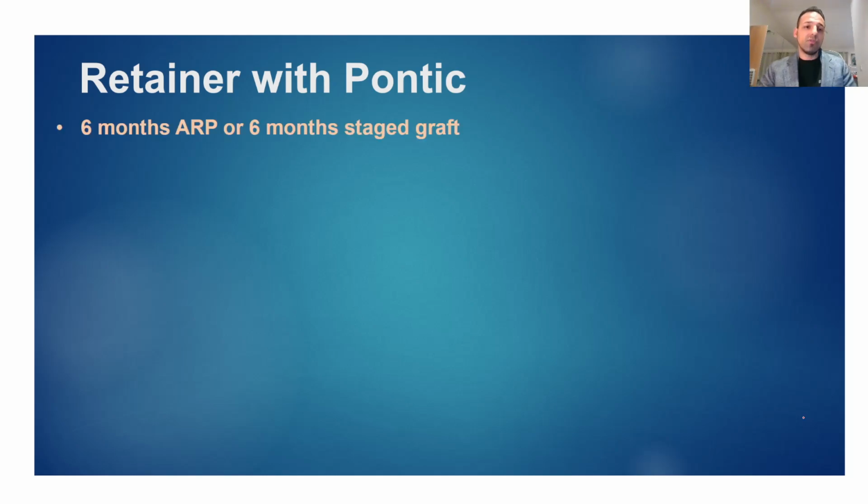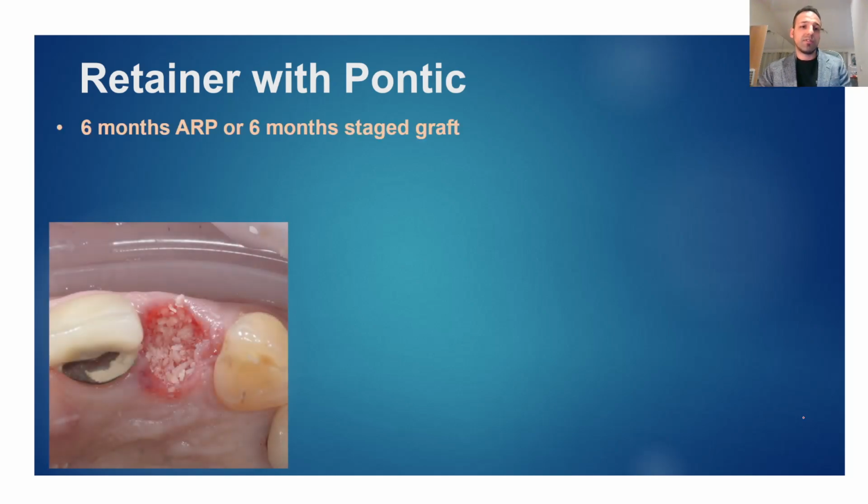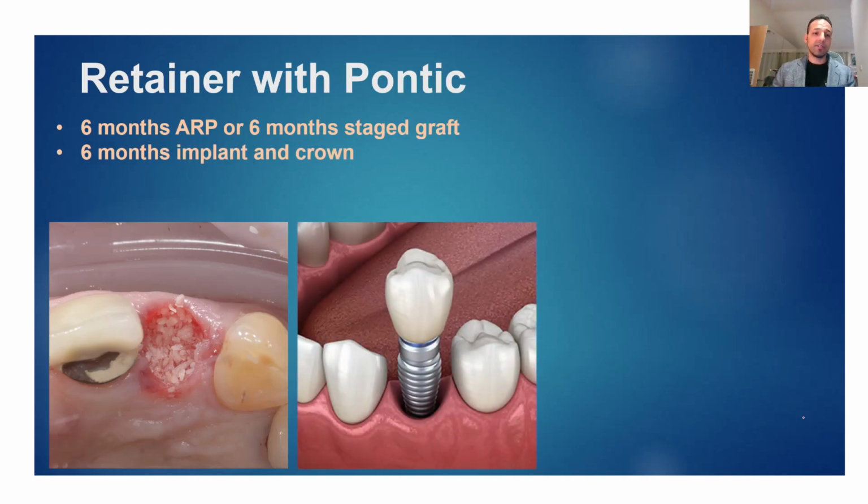So let's talk more about my favorite, which is the retainer with pontic. This is a case where you've got the option of 6 months of alveolar ridge preservation, waiting for that bone graft to integrate, or you've got the option of taking the tooth out, placing the block graft, for example, or there are other types of granular graft that you can do, and then you wait 6 months as a staged procedure before you load the implant.